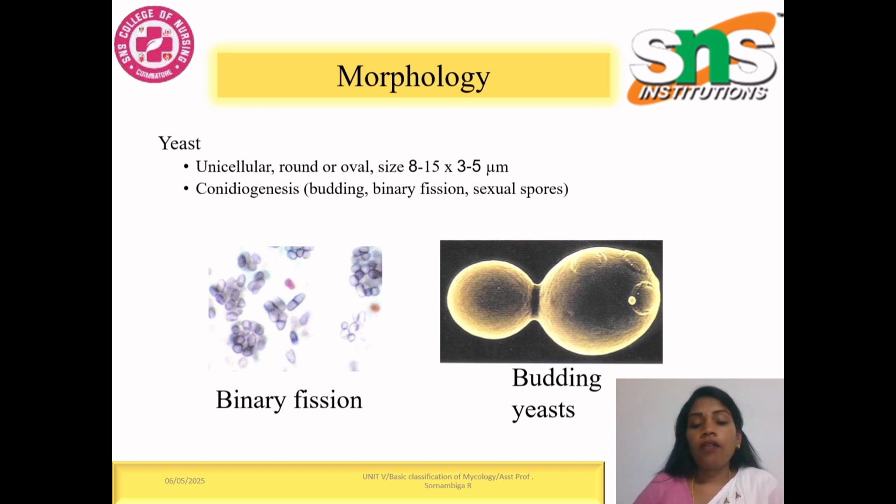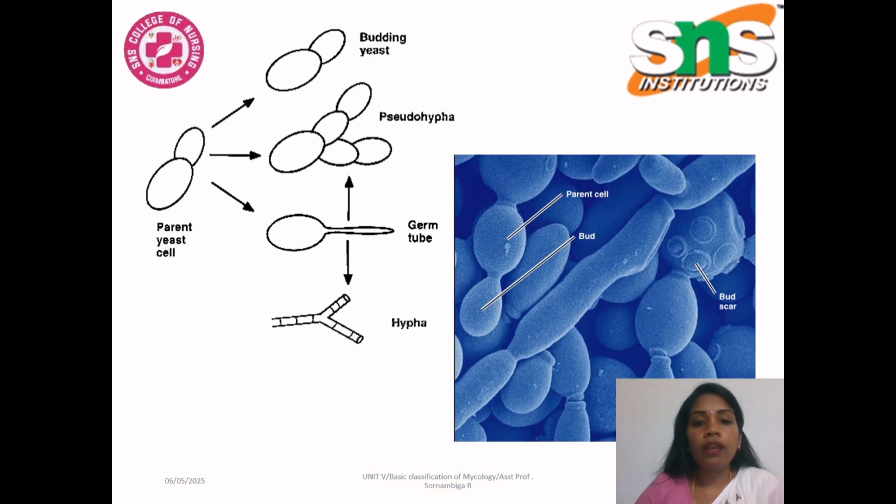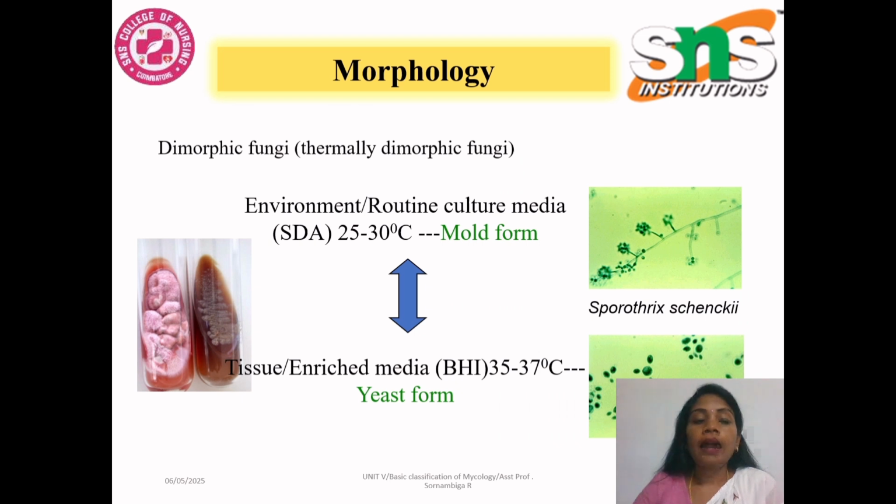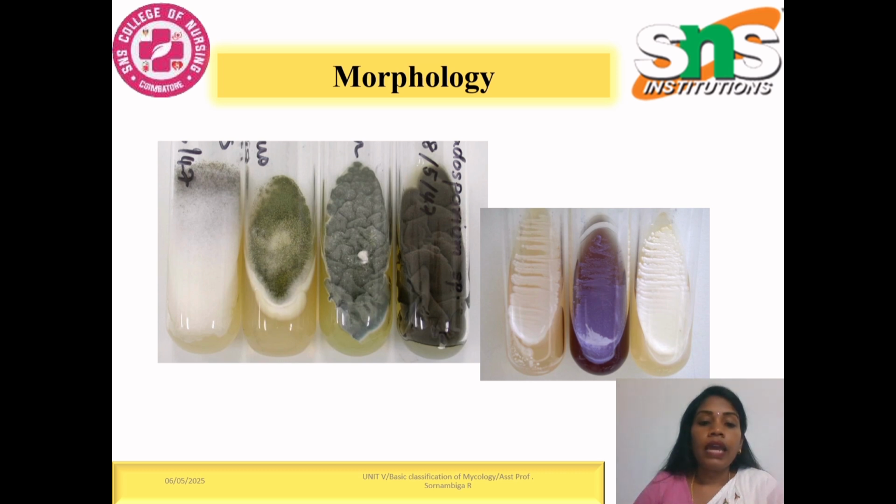I mentioned the size of the yeast and the budding process, binary fission and budding. Sometimes yeast cells undergo budding and binary fission, and this produces the next generation of cells. This is the morphology of the fungus, the environmental structure. They can usually be grown in the laboratory using enriched media. And I have given some live example pictures of the fungi.